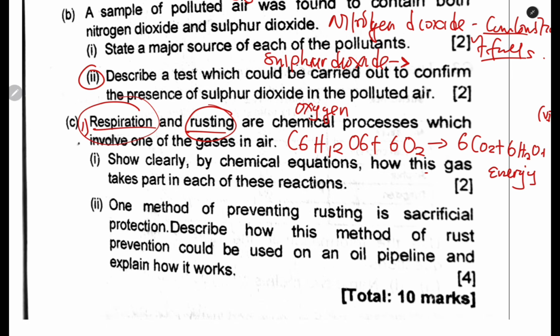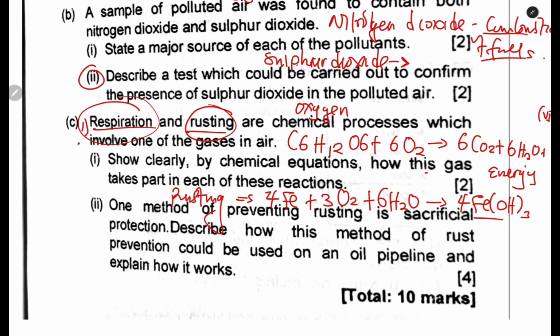Then for rusting, 4 iron, I'm writing the balanced equation as well, plus 3 oxygen molecules plus 6 water molecules, and what you're going to produce is 4 iron hydroxide. This is how rust is formed. So this is the equation that you need on rusting, and the other one that you need on respiration. This is what you require to answer this question.